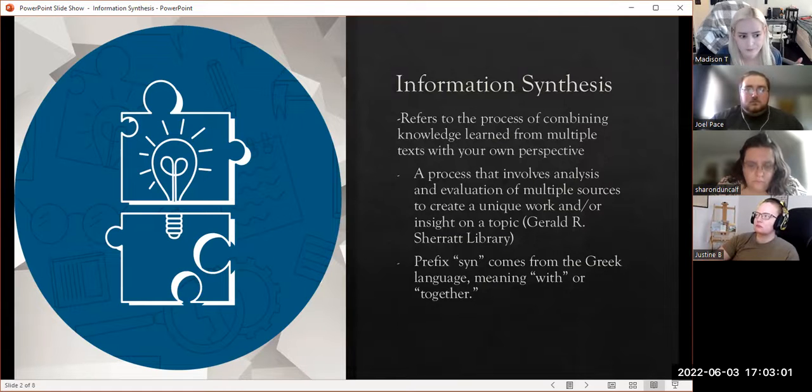And then synthesis, so the prefix syn comes from the Greek language meaning with or together, which makes a lot of sense because you're combining multiple pieces of information. I know this is probably stuff you guys already know, but is this making sense so far? Okay, cool. Let me know if you guys have any questions.